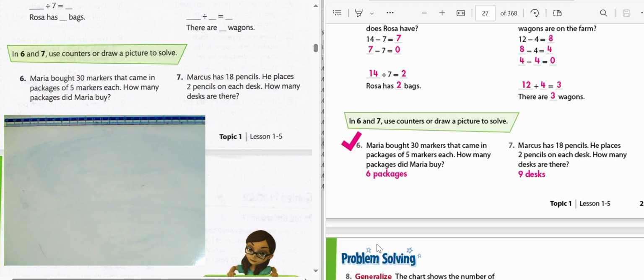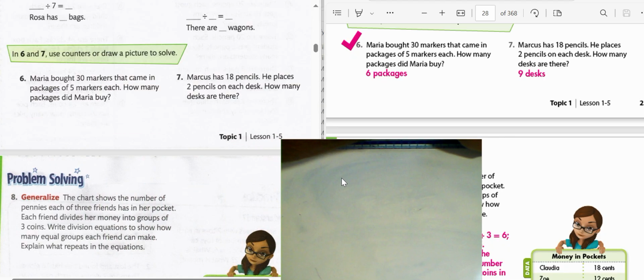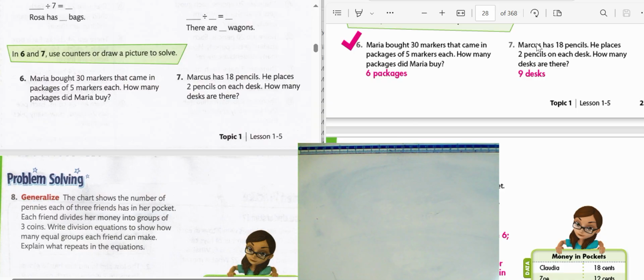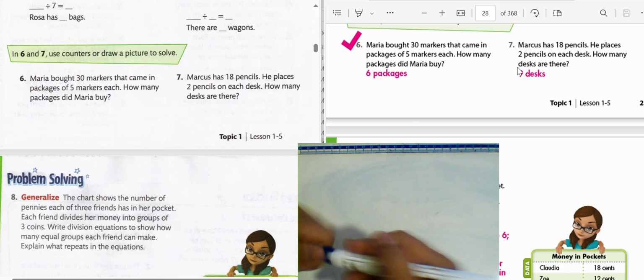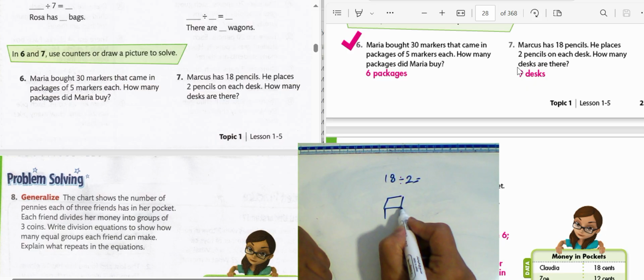Question number 7. Marcus has 18 pencils. He places 2 pencils on each desk. How many desks are there? We can write 18 divided by 2. 18 divided by 2 equals 9. We have 9 desks like this.